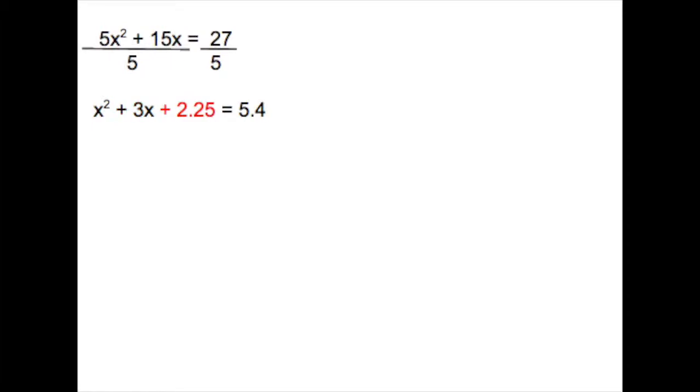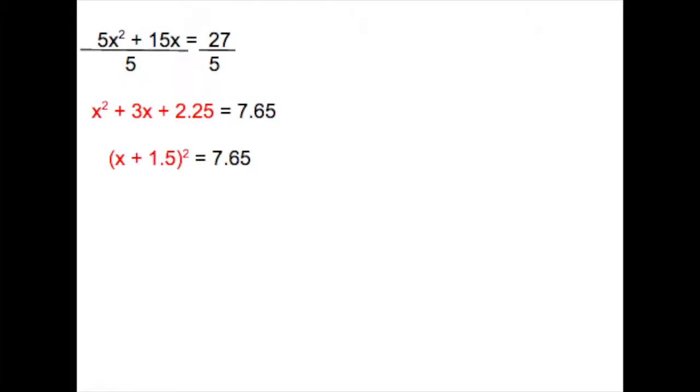So we will add 2.25, and this will complete the square, making the left side of our equation a perfect square trinomial. What we do to one side, we must also do to the other side. 5.4 plus 2.25 is 7.65. Now that the left side of our equation is a perfect square trinomial, we can factor it as such. It will factor as x plus 1.5 squared. So our new equation is x plus 1.5 squared equals 7.65.